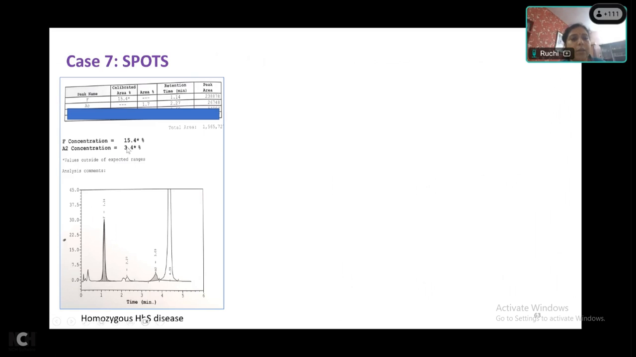So this is a case of homozygous sickle. Sometimes glycated sickle hemoglobin can also come in this A2 region, and suppose this A2 concentration had been 4 or 4.5, we should have gone ahead and done a parental screening to see whether it is compound heterozygous sickle and beta or is it homozygous sickle. Next plot.